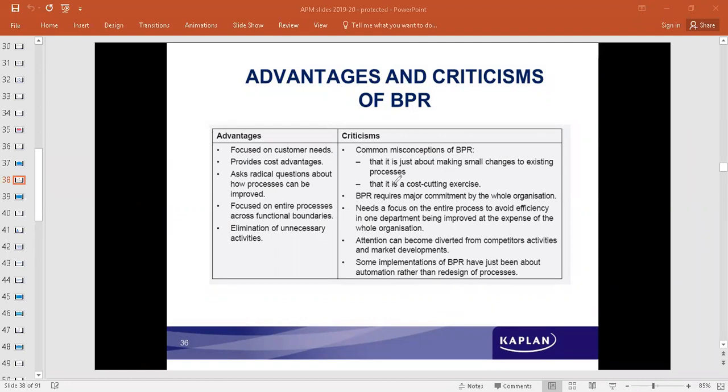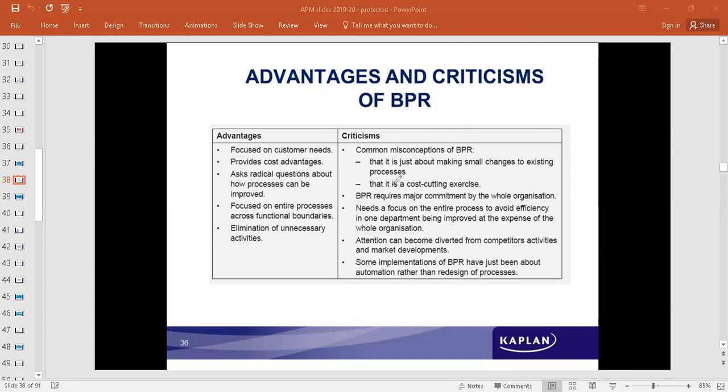Now, if the whole organization is focusing on BPR, they may be overlooking the external factors. So attention can be diverted from competitor activities and market developments. That is a danger which is there. This is just not about implementing BPR in the organization. Simultaneously, they also have to observe the external factors. So that may be a problem. They may not be focusing on the competitors' activities and the other external factors.